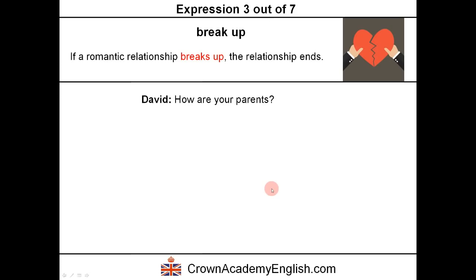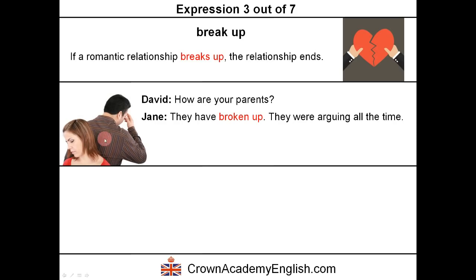David asks, "How are your parents?" And Jane replies, "They have broken up. They were arguing all the time." So they have broken up. Okay, so we can say Mr. and Mrs. Smith have broken up. Okay, or John and Jane have broken up. It means that they have separated, maybe even divorced. Okay, they are no longer a couple.